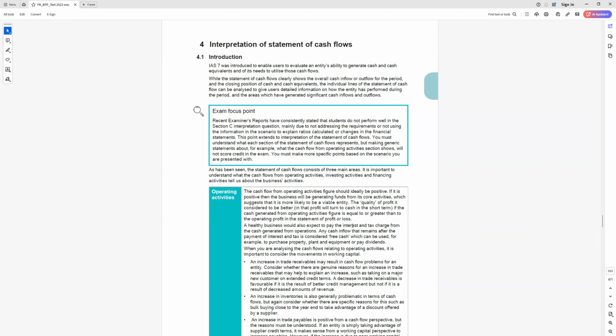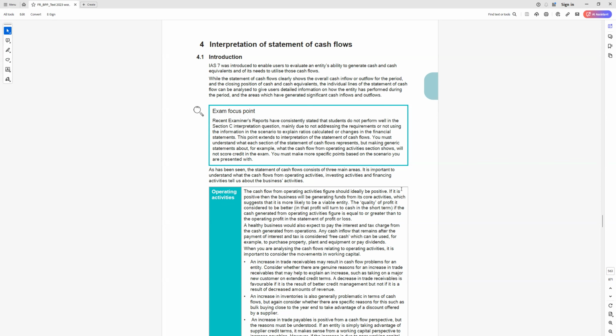So after looking at the cash flow statement, you have to give some comment, you have to analyze it, and you have to tell what exactly happened to the company. Sometimes they can ask you for a recommendation: is the company doing well or not, and what can the company do to make it better. So we are looking at this area in this session.